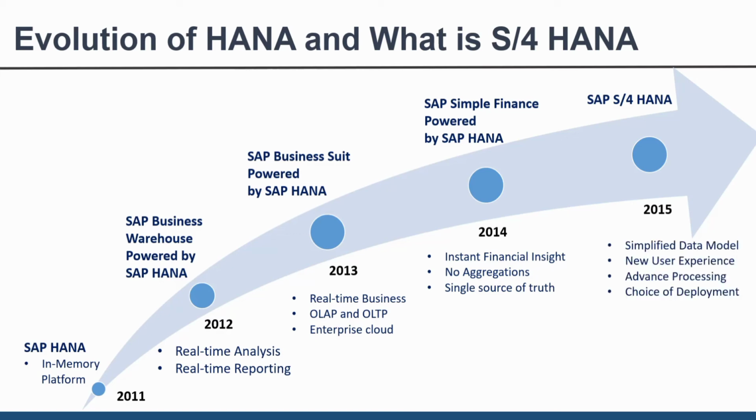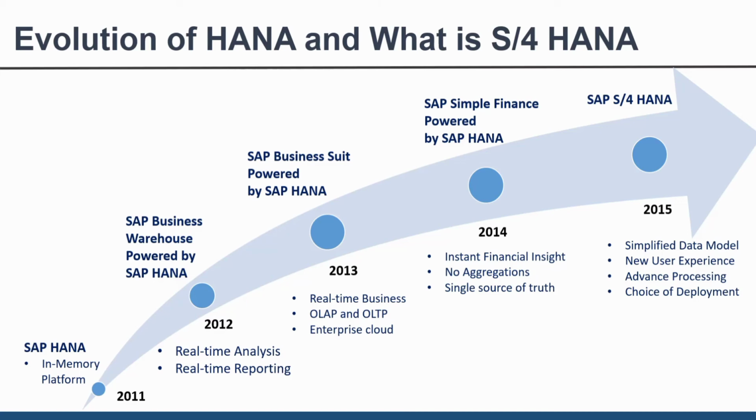With S4 HANA, why is it S4 HANA? Because it is a 4th generation product, and these are the 4, you can say, features of S4 HANA, that is simplified data model, new user experience, advanced processing, and choice of deployment. Simplified data model, that means the data structure is simplified in S4 HANA.